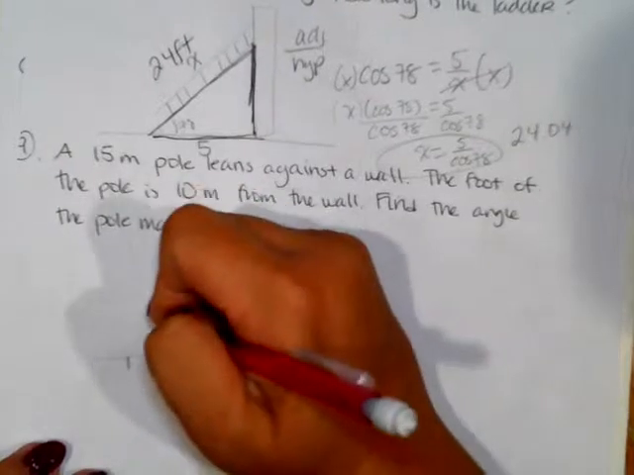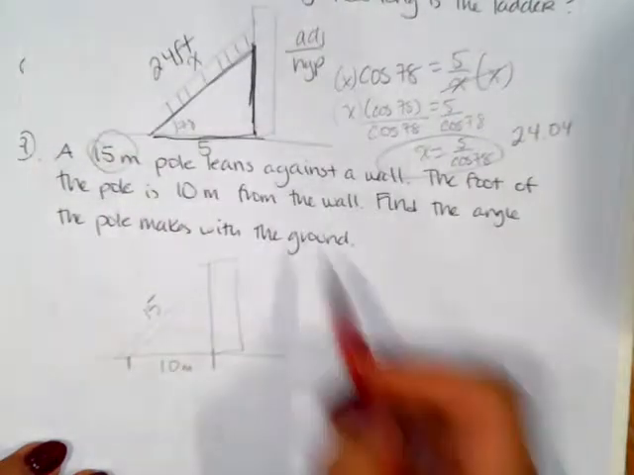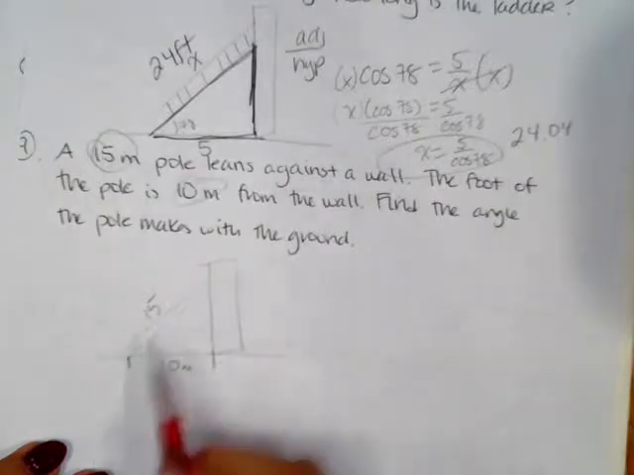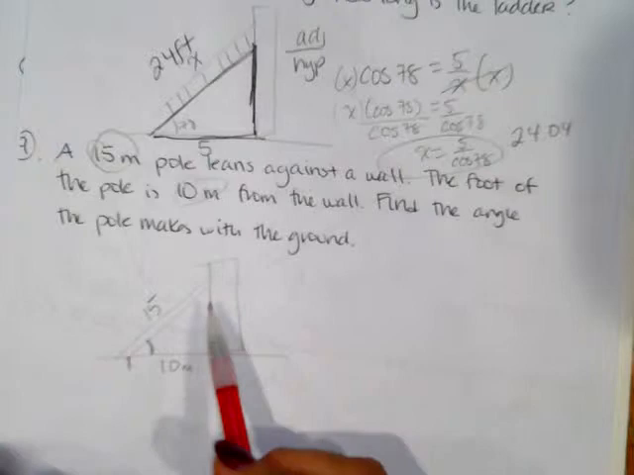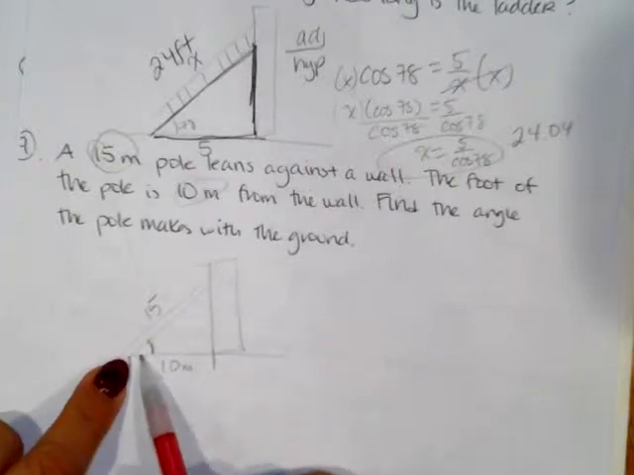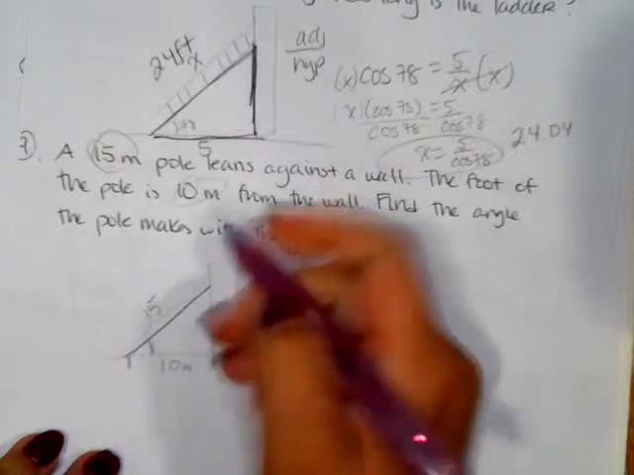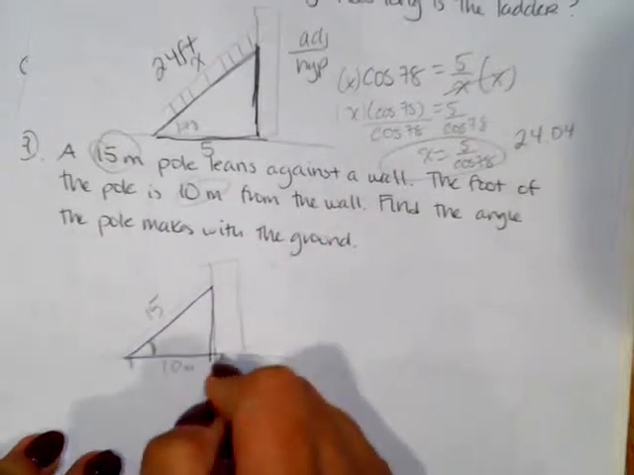Okay, I know this guy is 15. It tells me right there. 10, the ground part right here. I want this angle right here, the angle the pole makes with the ground. Here's the pole, here's the ground. Again, hope you guys see you're just making right triangles over and over and over again.